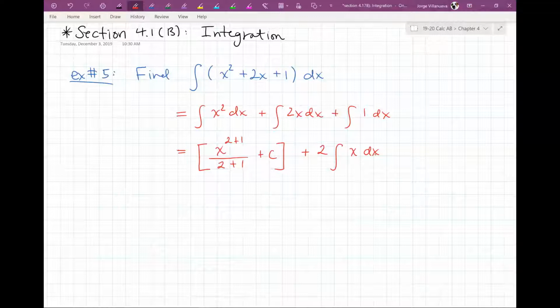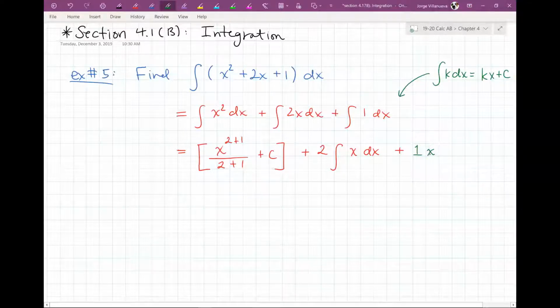And then for the last integral, there was a rule that they showed us that said if you had the integral of k dx, then your answer would be kx plus c, where k is just a constant. Notice for me, 1 is just a constant. So that means the integral of 1 dx is just 1x. Actually, let me change that color. But this would just be 1x plus c. And I'm going to put it in a bracket just so you can see that last piece. So 1x plus c.